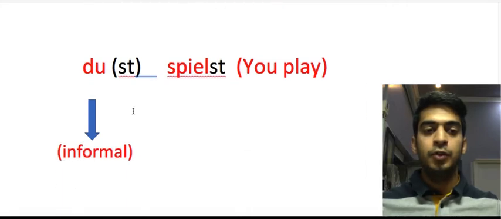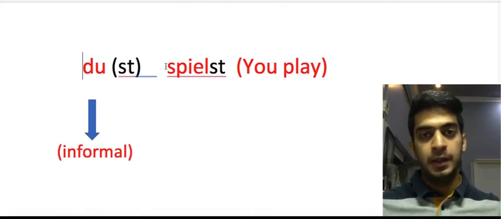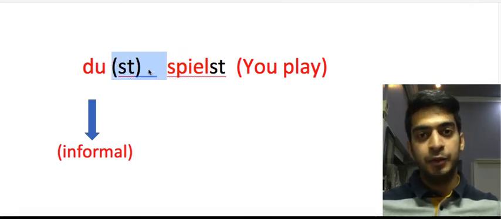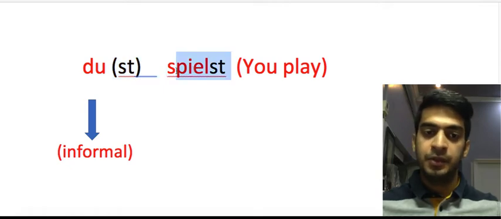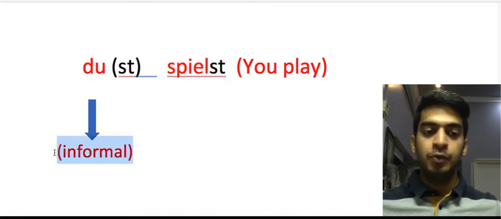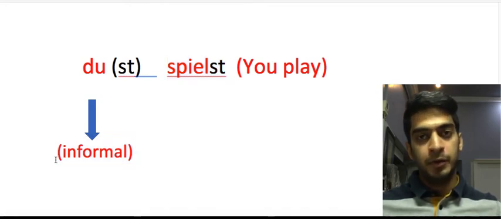Then we have the pronoun du. Again, the verb stem spiel, st is the ending for the pronoun du, which is added to the verb stem. It becomes du spielst, which means you play. And the pronoun du is always used for informal conversations.